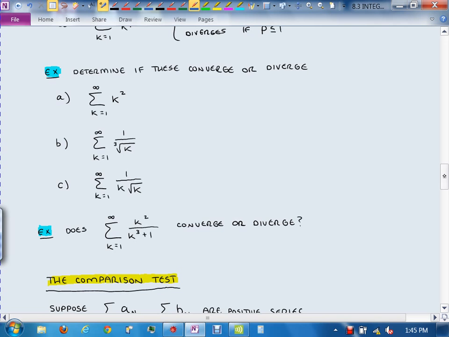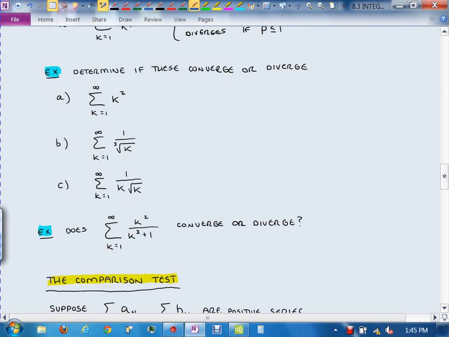Okay, tell me about A. Converges, why? Or why not? It's positive. What's positive? K squared. It's like a parabola. It's in the positive range of x. But it stays within 1 to infinity, so it constantly stays positive.